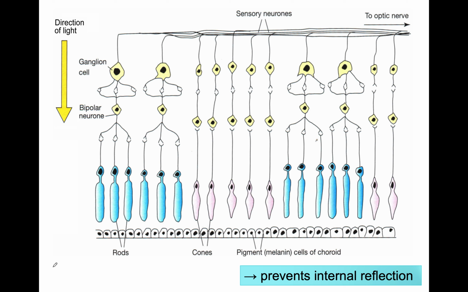Lastly, on your diagram, you have this layer here. This is the choroid. Each of those choroid cells contains lots of melanin, and that melanin prevents internal reflection. So it prevents light from bouncing back across the retina.